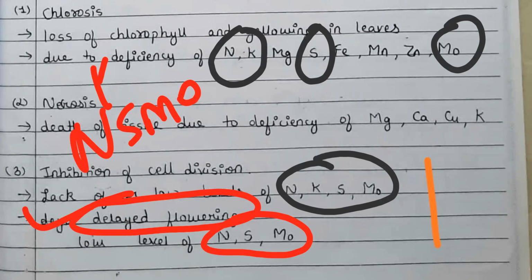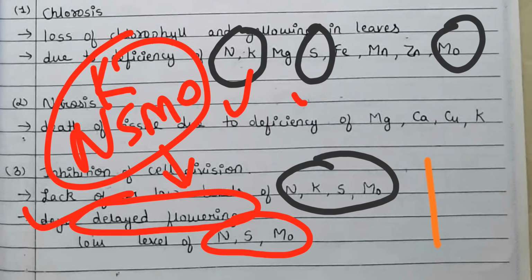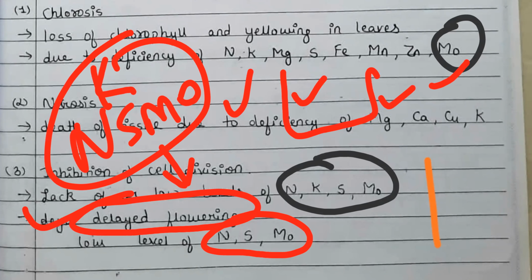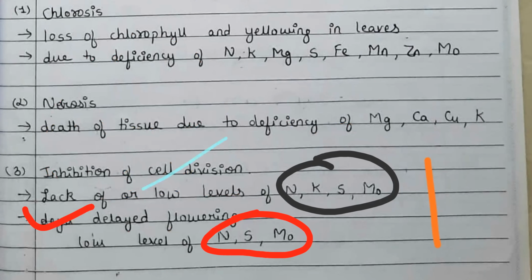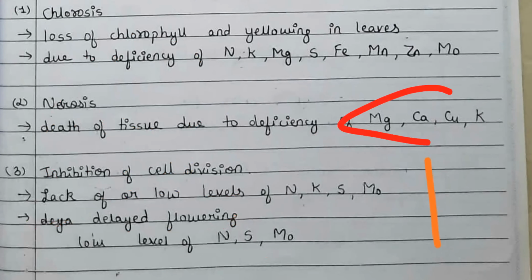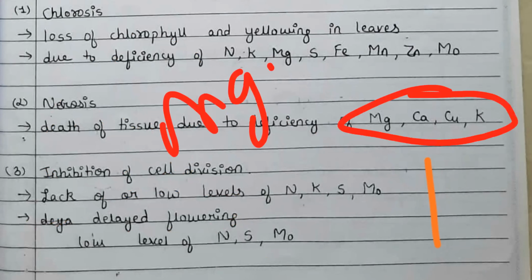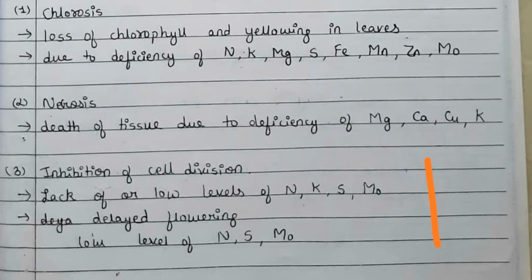Now, if we add potassium to this, what will happen? For inhibition of cell division, right? And NKSMo is already here. We have to remember these four only: MgMn and FeZn, right? And this one separately: MgK, calcium, copper, right? So these are the four deficiency symptoms.